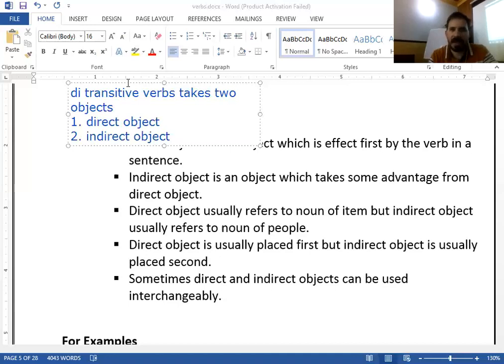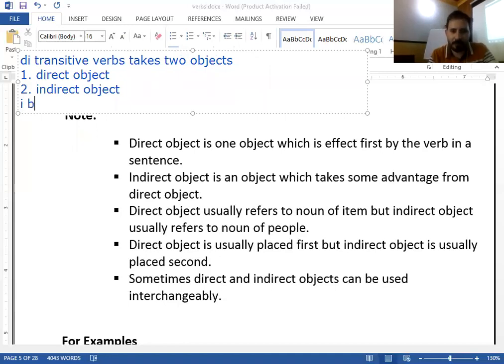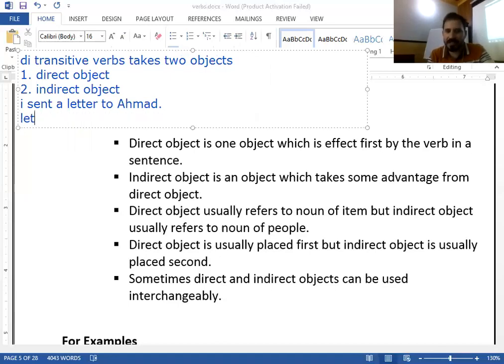Now look at here. If I say I bought a car, or I sent a letter to Ahmad. How many objects do I have? Two. The letter and Ahmad. Two objects. We want to understand which one is the direct object and which one is the indirect object.